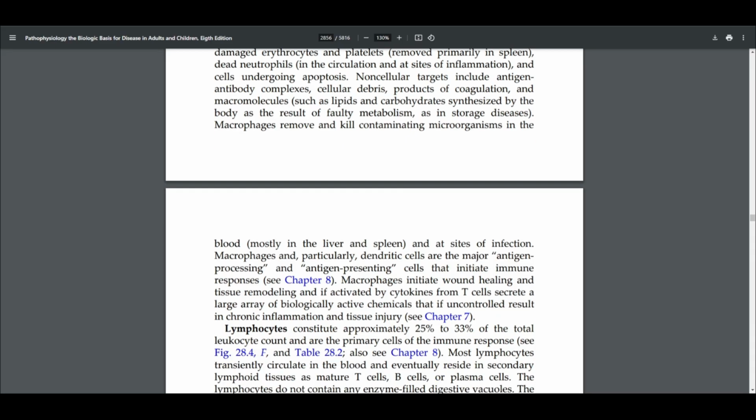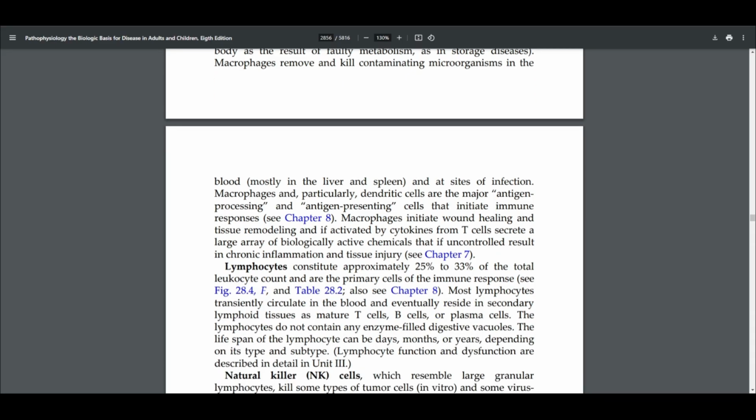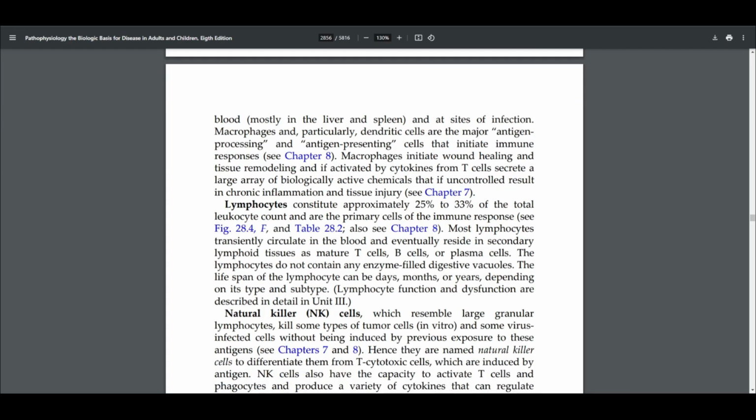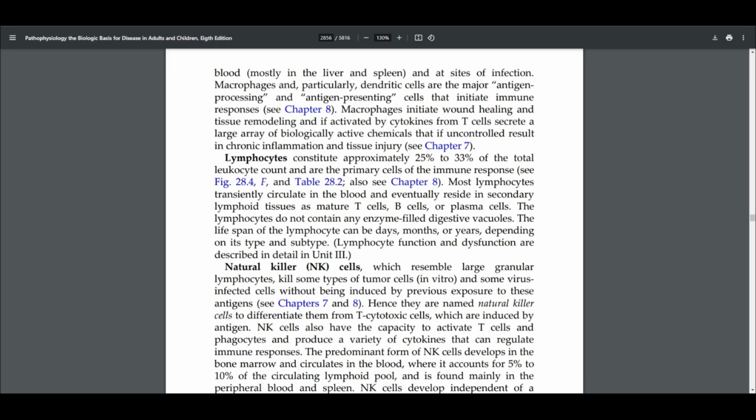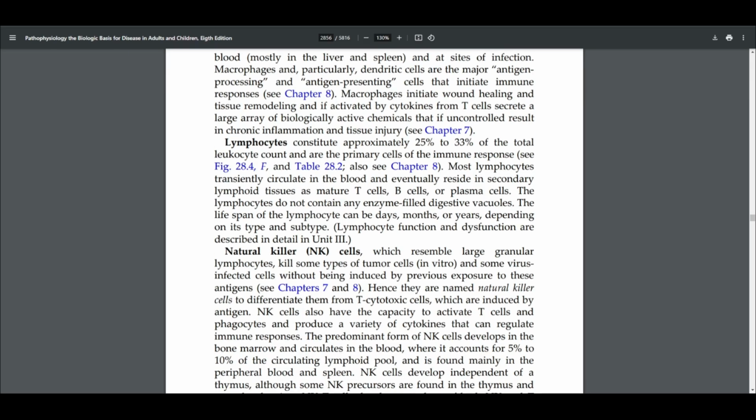Macrophages remove and kill contaminating microorganisms in the blood and at sites of infection. Macrophages, and particularly dendritic cells, are the major antigen processing and antigen presenting cells that initiate immune responses. Macrophages initiate wound healing and tissue remodeling, and if activated by cytokines from T cells, secrete a large array of biologically active chemicals that, if uncontrolled, result in chronic inflammation and tissue injury.